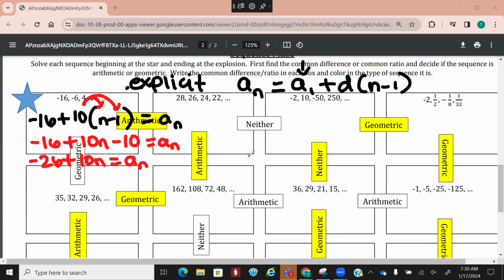Now, some of your answer choices are going to be written like this, and some of your answer choices are going to be written like this. If you don't see that n minus 1, then they probably distributed. Okay, so I just want you to be aware that it could be written in either form.